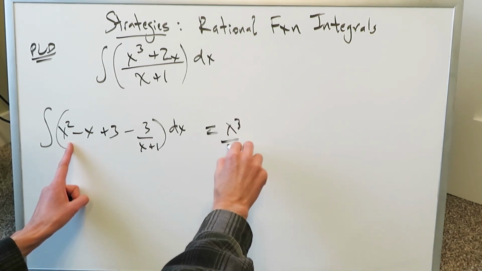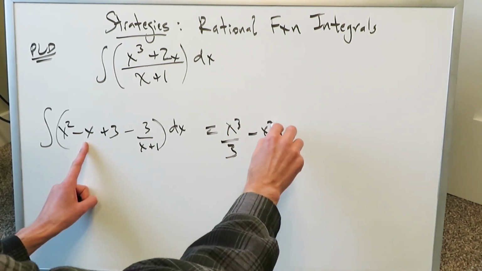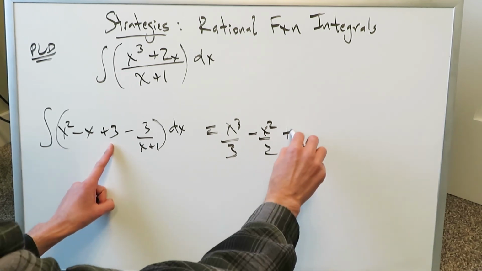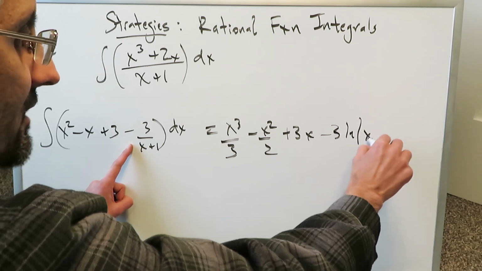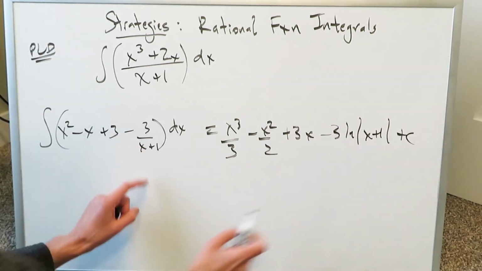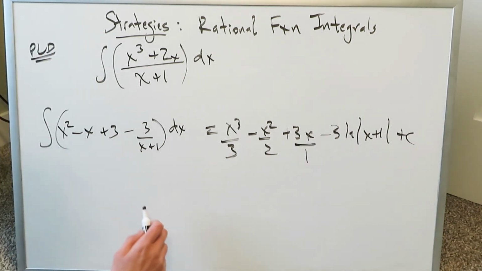X squared will be x cubed over 3. Minus x will be minus x squared over 2, plus 3 is a plus 3x, and this right here is a minus 3 natural log of x plus 1, and you know you're done. You can do a common denominator for this part. You'll have a common denominator of 6.